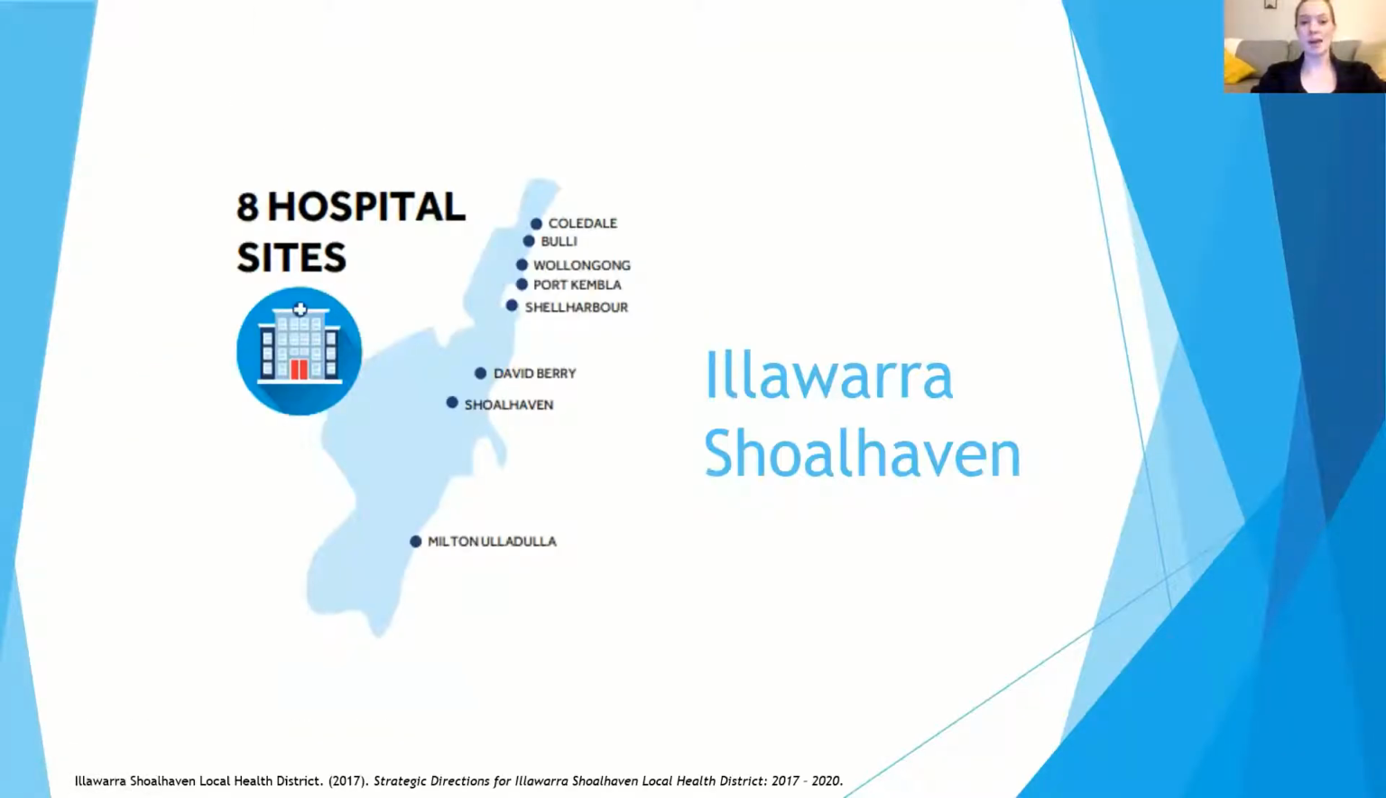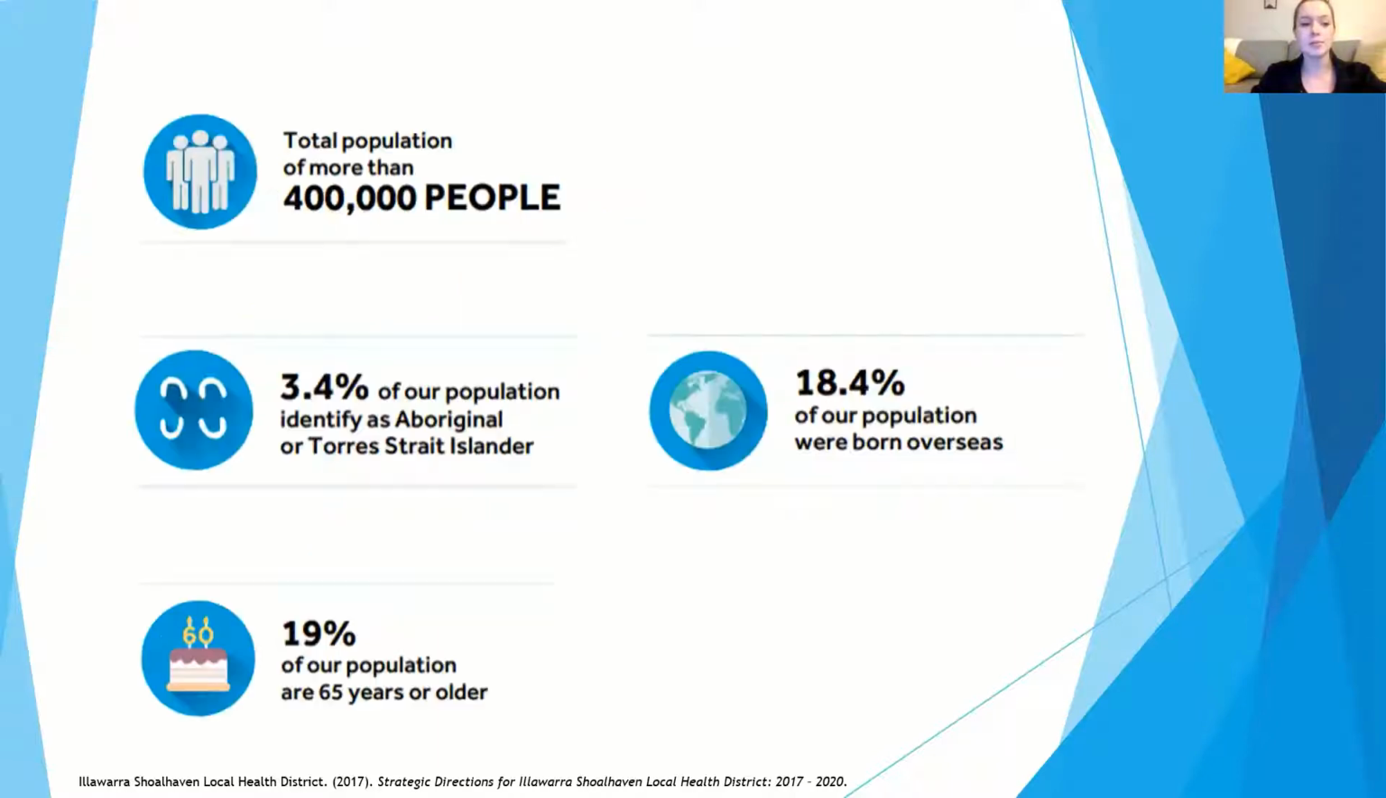The Illawarra Shoalhaven Local Health District is currently home to around 420,000 people, although this number is steadily growing due to its prime location just outside of Sydney. The district consists of both metro areas like Wollongong and areas that are classified as interregional like the Shoalhaven local government area. The population itself is diverse, with 18% of people having been born overseas.